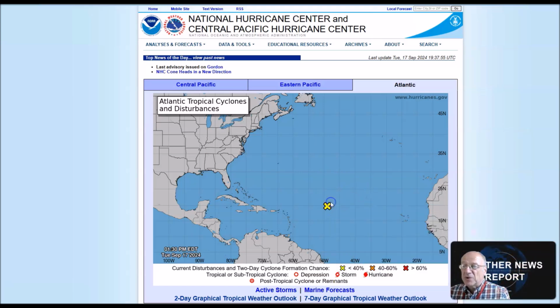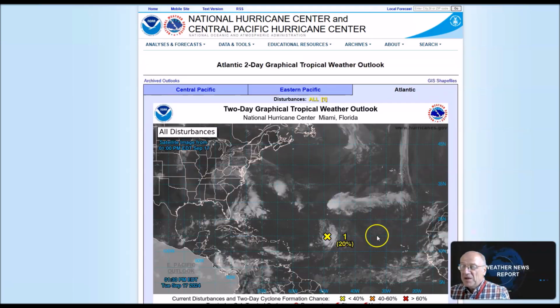We'll take a look at a quick satellite loop. See this low here is supposed to merge with this low, and our system is inland here, which is bringing the heavy rain to parts of the lower Appalachians. So, okay, it's a rather short forecast.